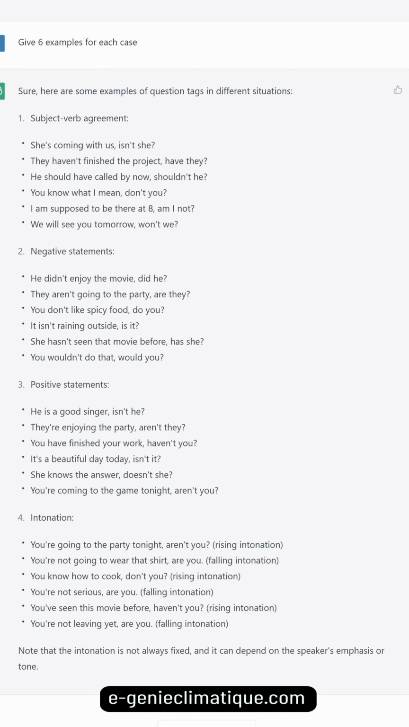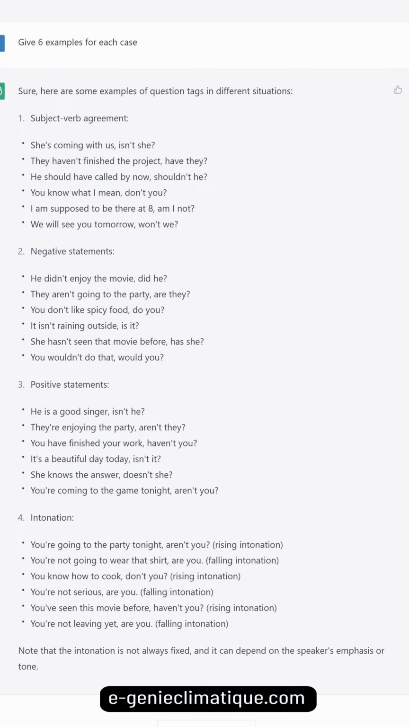Give 6 examples for each case. Sure. Here are some examples of question tags in different situations. Subject-verb agreement. "She's coming with us, isn't she?" "They haven't finished the project, have they?" "He should have called by now, shouldn't he?" "You know what I mean, don't you?" "I am supposed to be there at 8, am I not?" "We will see you tomorrow, won't we?"